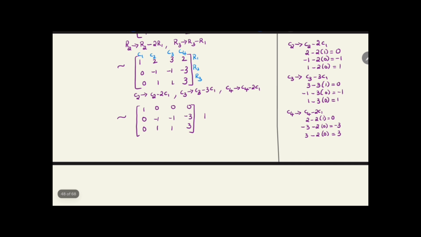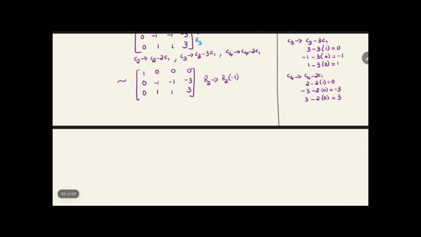So I'll multiply R2 implies R2 into minus 1. Okay, so now what will be the matrix here? The first row remains the same, 1 0 0 0. Then 0 1 1 3 and 0 1 1 3. If you observe carefully, the second row and third row are the same here.